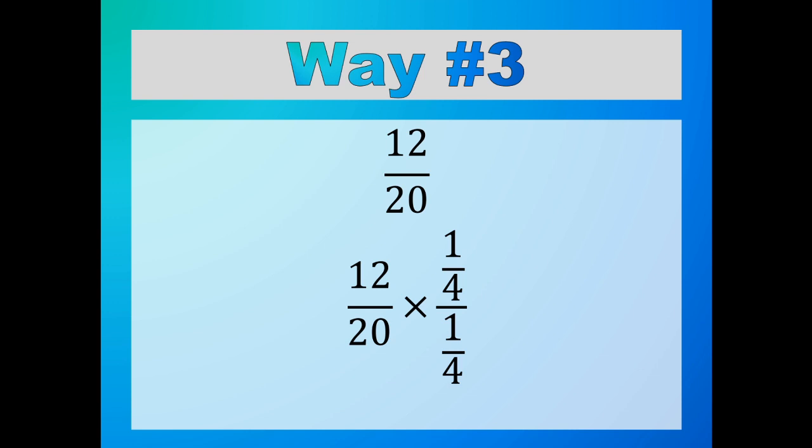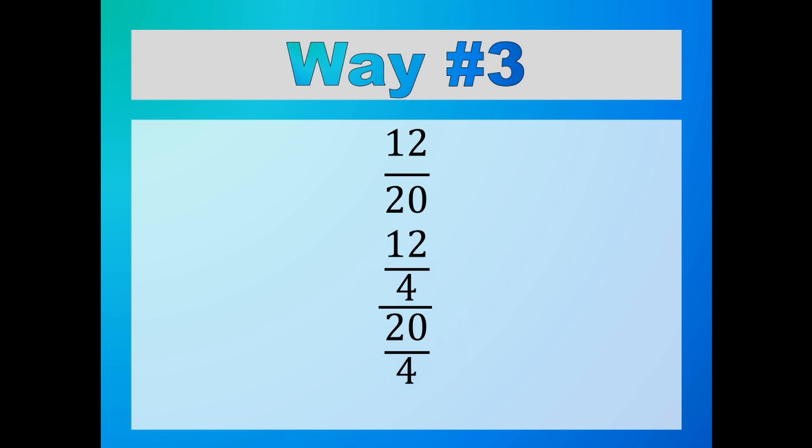I plan to explain in a future set of videos why you multiply fractions in this way of multiplying the numerators and multiplying the denominators, and when I create a future set of videos, I plan to link it in the description of this video. But anyway, we multiply the numerators and multiply the denominators to multiply these 2 fractions together. Now 12 times 1/4 is equal to 12/4, and 20 times 1/4 is equal to 20/4.